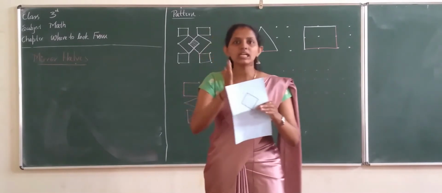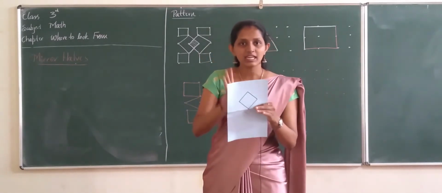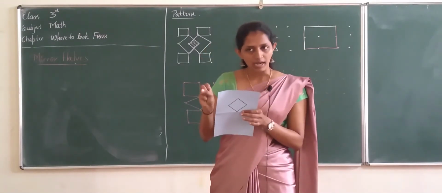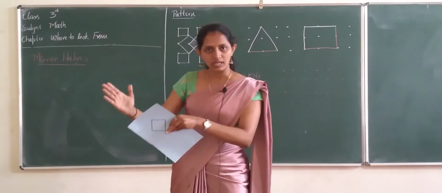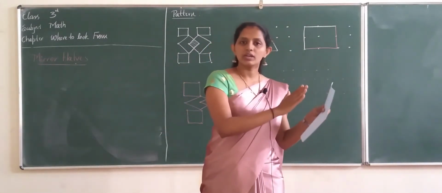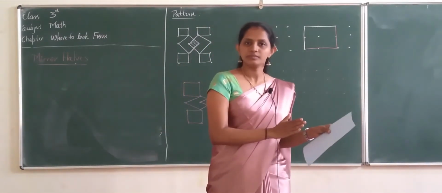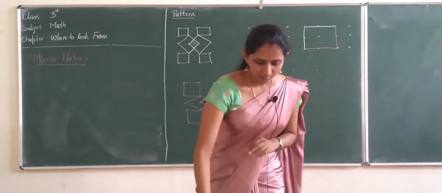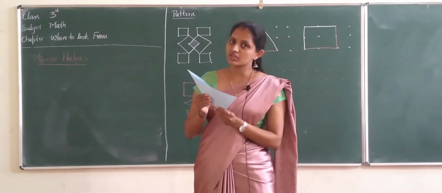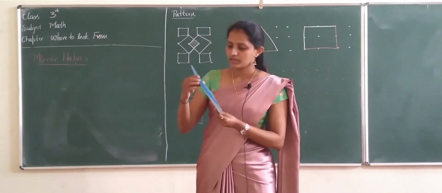When I cut an object, if I get an equal part, then it is symmetrical. If I didn't get an equal part, then it is called asymmetrical. Understood? Mirror half and symmetrical and asymmetrical.